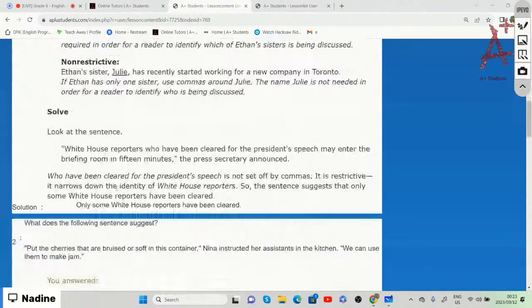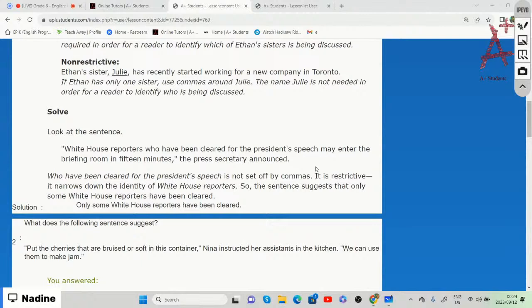So now, who have been cleared for the president's speech is not set off by commas. They didn't say, for example, the White House reporters, comma, who have been cleared for the president's speech, comma, may enter the briefing room in 15 minutes' time. In this case, it is not set off by any commas, which means that this is a restrictive element. So it is restrictive and it narrows down the identity of White House reporters.